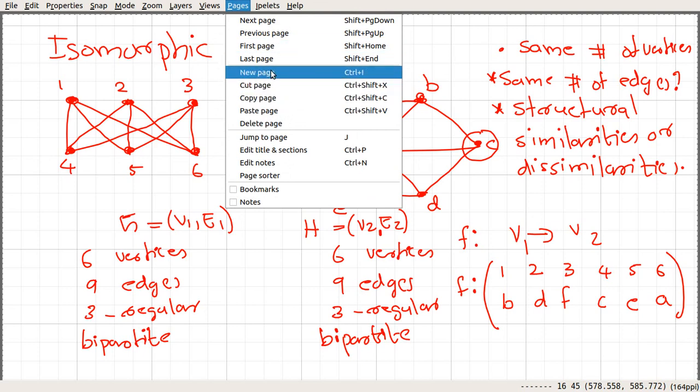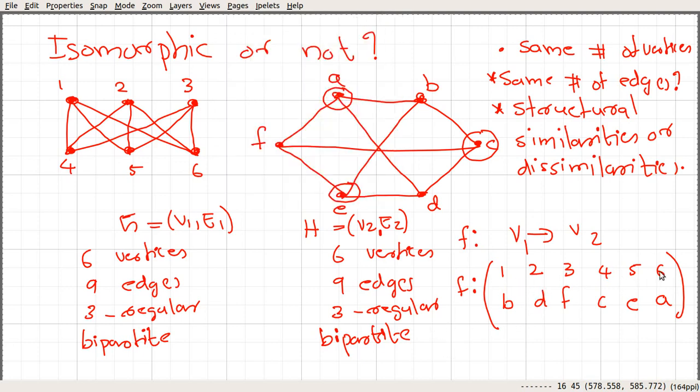okay, this mapping is bijective. That is very easy to see. If you look into this particular thing, you can see that every element in V2 is covered and no two or more elements are mapped to a particular element in V2. So we can see that F is a bijection.